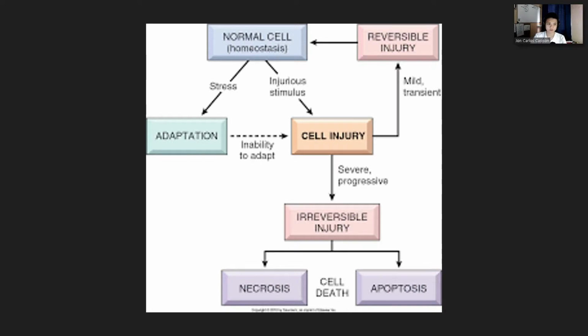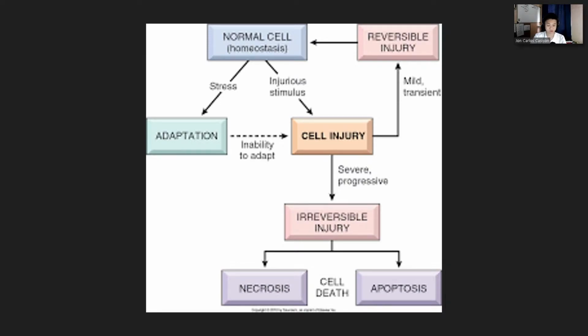Let's talk about what happens if cells are exposed to certain stress, which can disturb the cell's normal state. It can lead to cell adaptation. If the cell wasn't able to stabilize the excessive stress, it will then lead to cell injury. Afterwards, the cell progresses into a severe and progressive state. It will become an irreversible injury. Worst case scenario, there is no turning back.